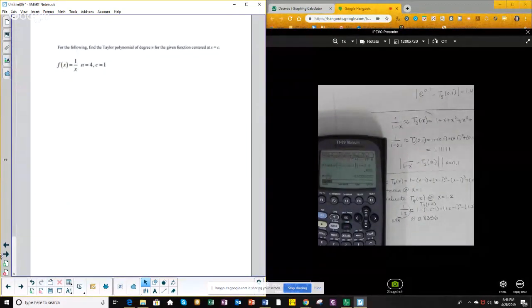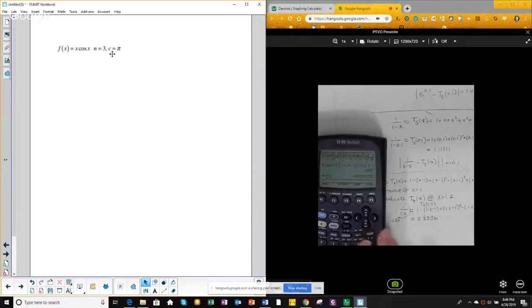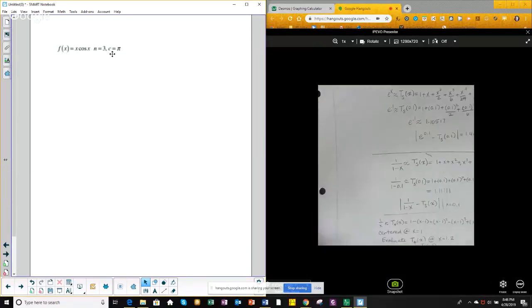All right. So let's do another one. Okay, this function's a little bit more complicated. And this one says, let's create a third degree Taylor polynomial centered at pi. Let me change my piece of paper here.